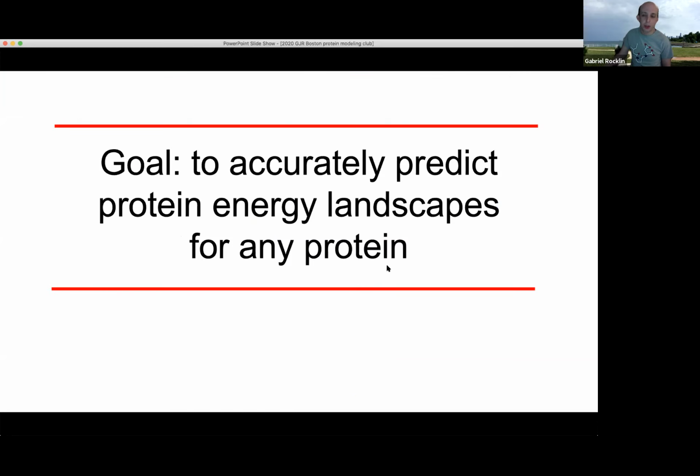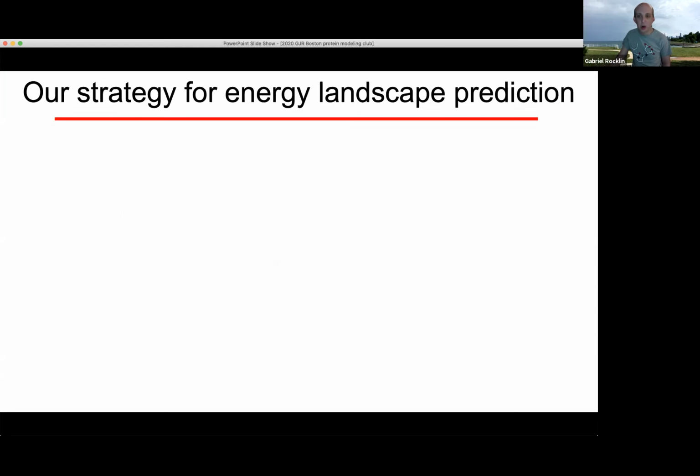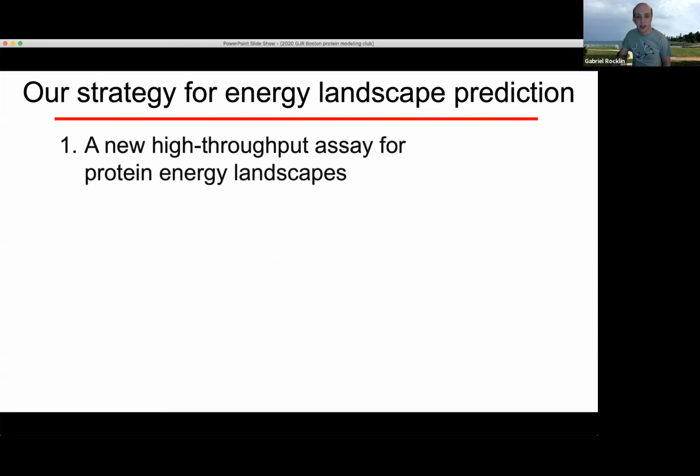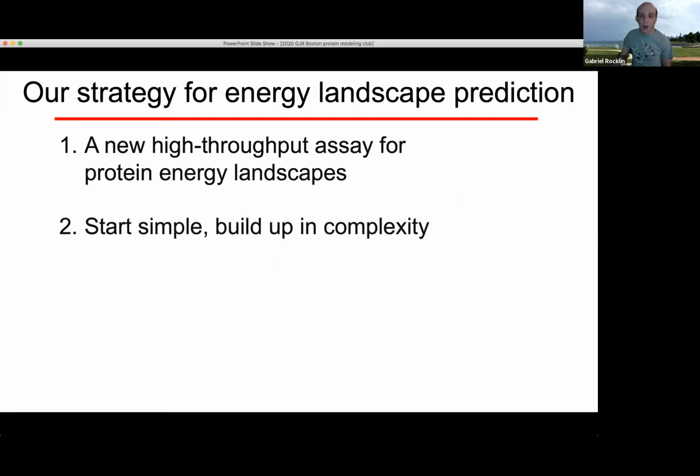So the goal of this project in my lab is to be able to accurately predict these energy landscapes for any protein. That means, what's the overall stability and what are the energies of locally opening up all the different parts in that protein? And so our strategy for doing this is to devise a new high throughput assay to measure this, and I'm going to show you that in a moment. We're going to start by measuring very simple proteins and then work our way up in complexity.